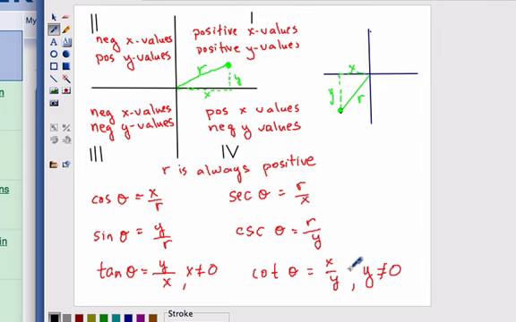Okay, so cotangent's very similar to tangent. If my cotangent is negative, that means one of these is positive and one's negative. So that's going to be quadrant 2 or quadrant 4, right? Quadrant 2 I have a negative x, positive y. Quadrant 4 I have positive x's but negative y's. Okay, so let's look at a problem, and I'm going to refer to a lot of this information. You need to become really comfortable with this information.